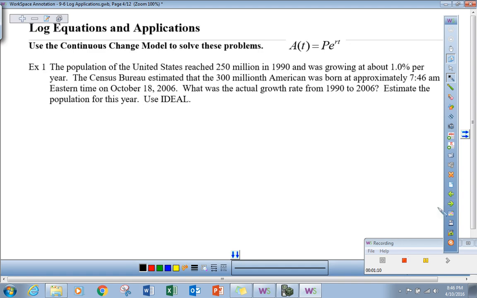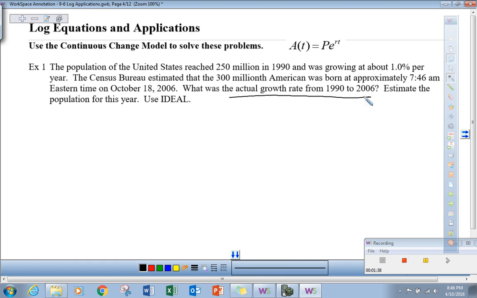Look at your first example there. It says the population of the United States reached 250 million in 1990. It was growing at about 1% per year. The Census Bureau estimated that the 300 millionth American was born at approximately 7:46 a.m. Eastern Time on October 18th, 2006. What was the actual growth rate during that period? Estimate the population for this year also.